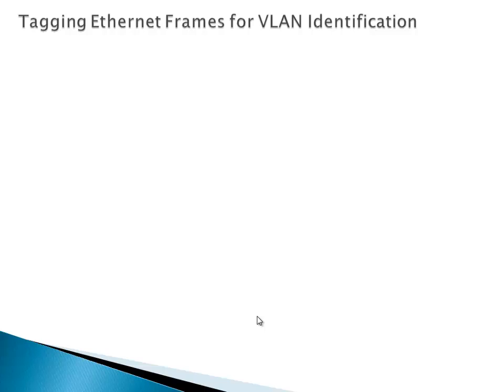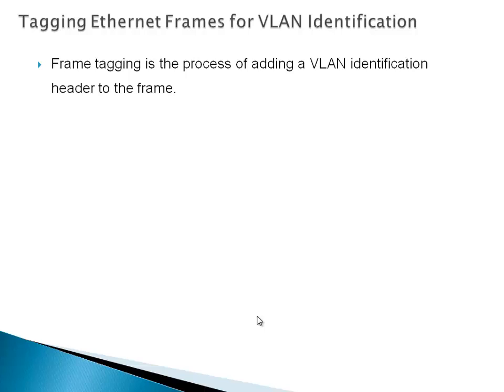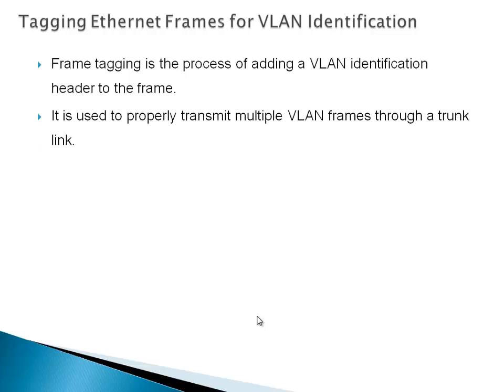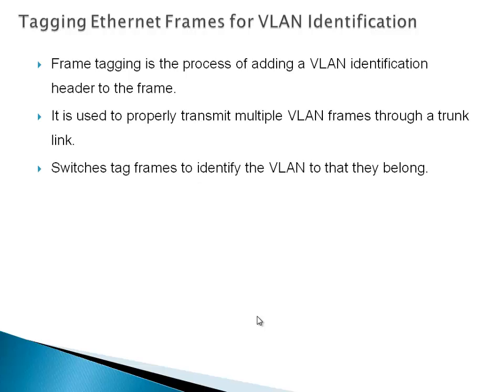Tagging Ethernet frames for VLAN identification. Frame tagging is a process of adding a VLAN identification header to the frame. It's like labeling them. As soon as we get a new frame, the switch will label that frame to identify what VLAN the frame belongs to. It is used to properly transmit multiple VLAN frames through a trunk link. Switches tag frames to identify the VLAN to which they belong.